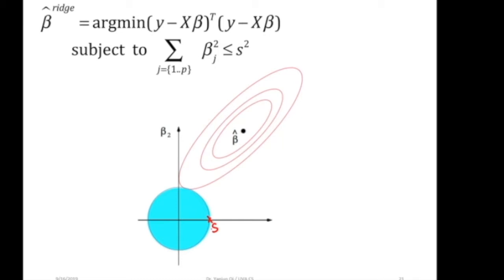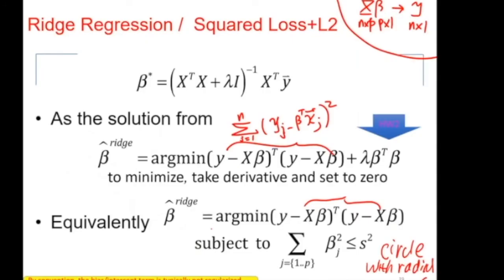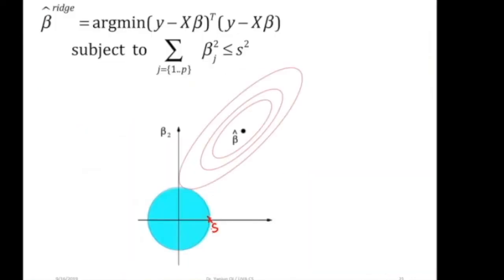Because every point within the circle satisfies the summation of beta i squared being smaller than S squared, which means you can only have solutions of those points within the circle.